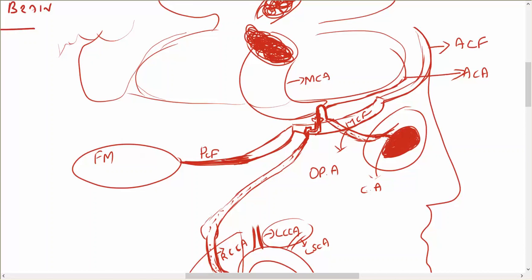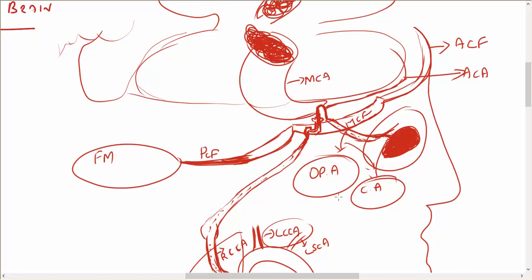Once they enter the cranium, they give a branch called the ophthalmic artery, and from there another branch, the central artery. From a pathological point of view, if there is any valvular vegetation in rheumatic heart disease, that vegetation can go into the ophthalmic artery and the central artery and damage the eye. It can create blindness.